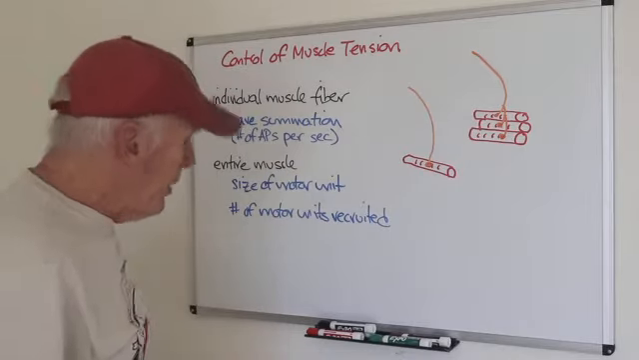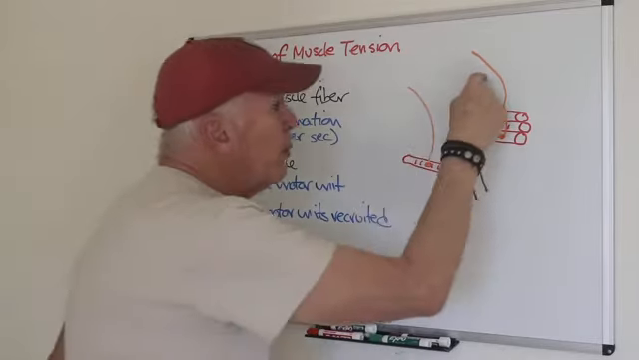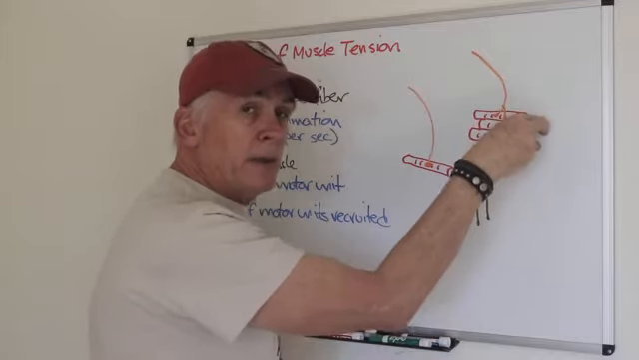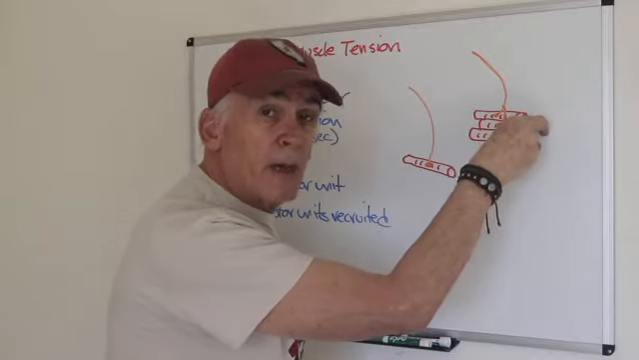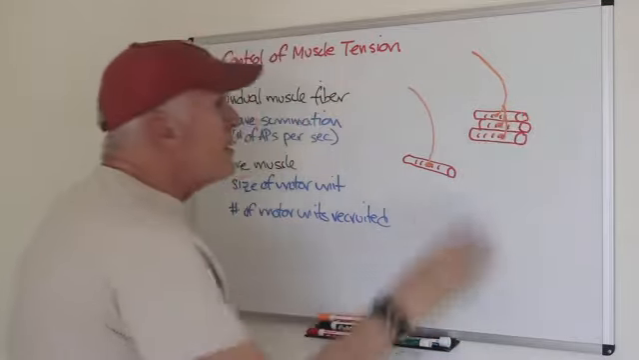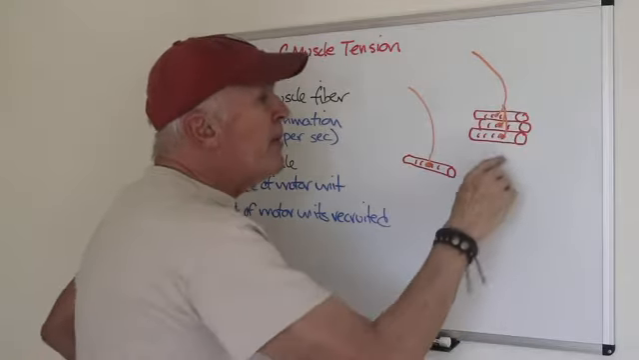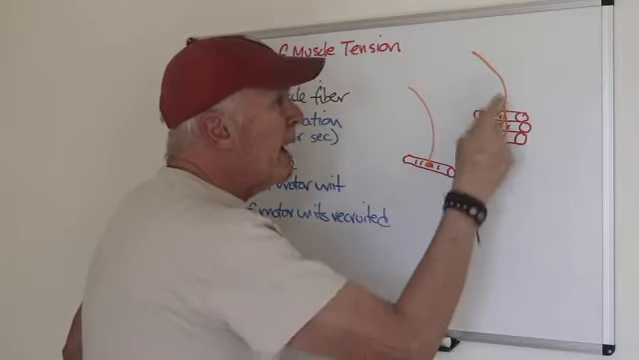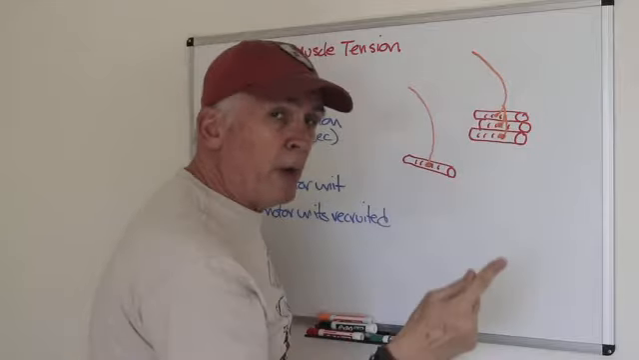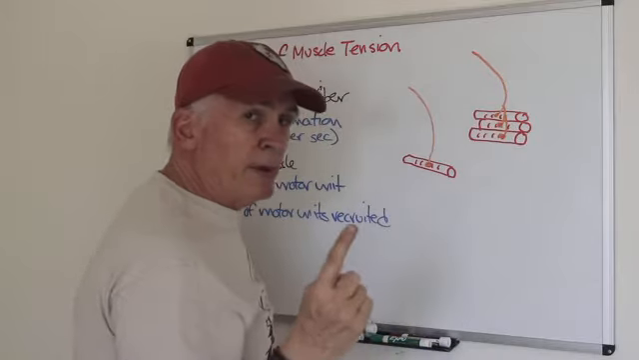What's going to happen now? A single action potential will cause all three of these muscle fibers to contract simultaneously. This is called a motor unit. The number of muscle fibers innervated by a somatic motor neuron is one motor unit.